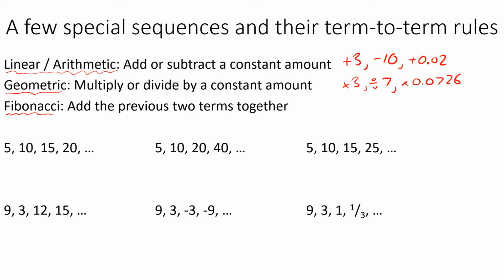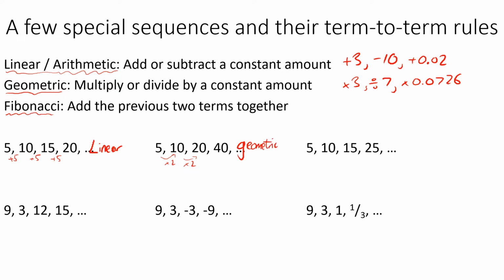What would they be? Well, our first one goes 5, 10, 15, 20. So the term-to-term rule there is simply plus 5. That would make it a linear or an arithmetic sequence because we are adding a constant amount. We are always adding 5. What about 5, 10, 20, 40? Well, this rule is times by 2, and geometric is where you are timesing by 2.